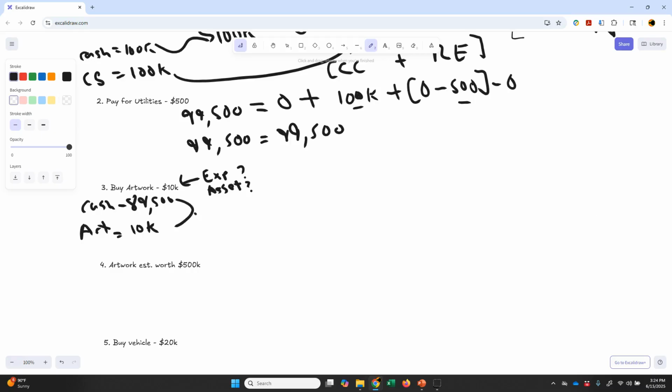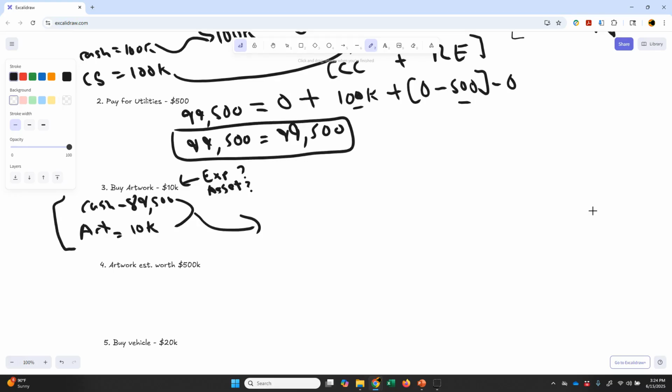So if we combine these two, basically we're going to have the same balance as this, because these two assets combined are 99,500. Nothing happened on the right-hand side of the equation. There's no change in our liabilities. There's no revenue. There's no expense. And so the right side of our equation is exactly the same as it was above.